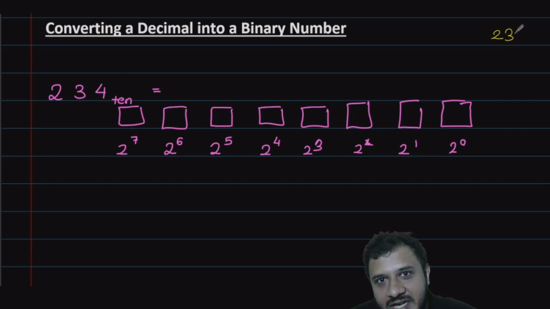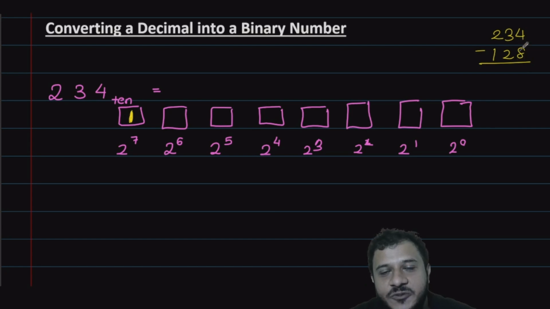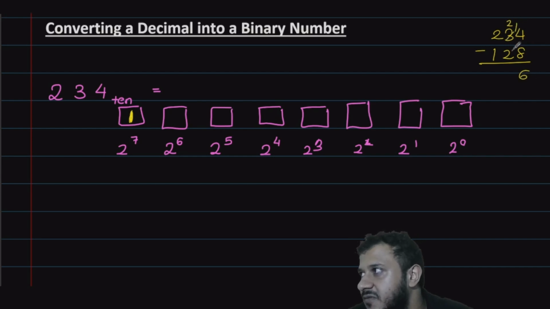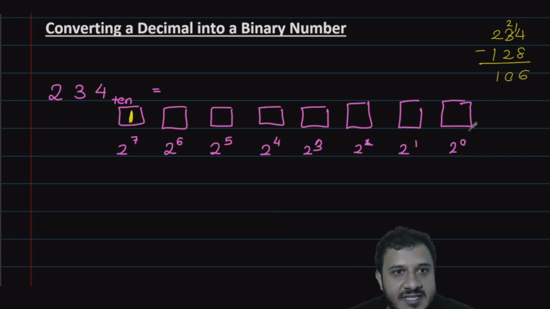We have 234. Can I take 2 to the power of 7, which is 128, out of it? Yes, of course, I can take 128 out of it. 128 can be taken out of this number, right? Once I take away 128, I will be left over with 106.